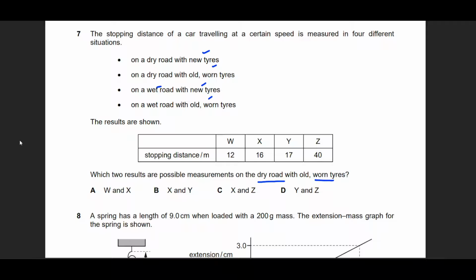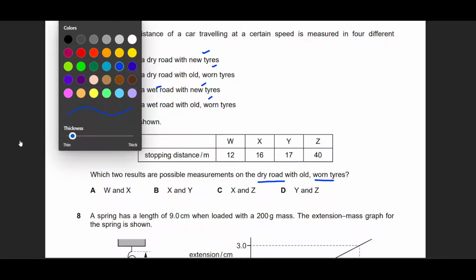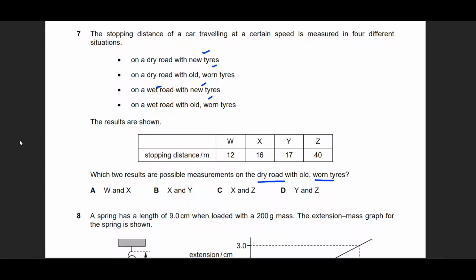It's not possible that one of the results is 12 and one of them becomes 40, or one of them is 12 and one of them becomes 17. Since you're doing the same experiment twice, the results should be very close to each other. The closest results are going to be 16 and 17. So by that logic, we can understand that option B is the correct answer.